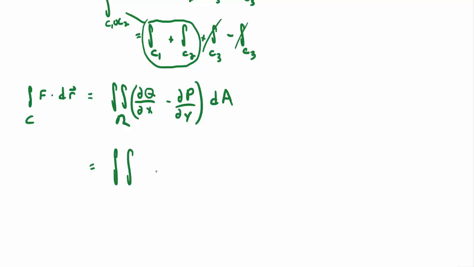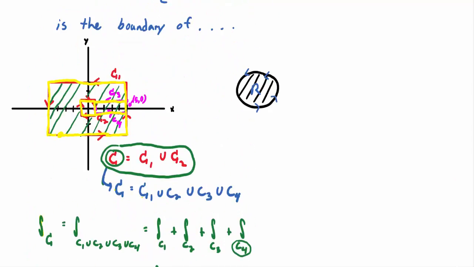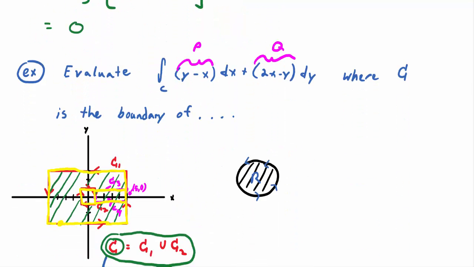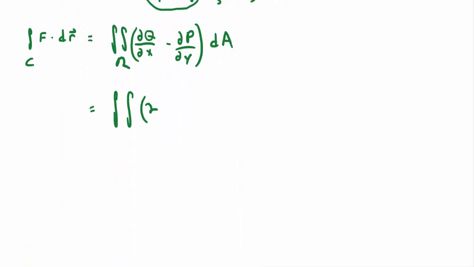Fill in whatever we said. I think it was 2 for dq dx. And then what was the derivative of p with respect to y? 1, right? Just 1. So we get 2 minus 1 for dq dx minus dp dy for the integrand, which is just the double integral over R dA.